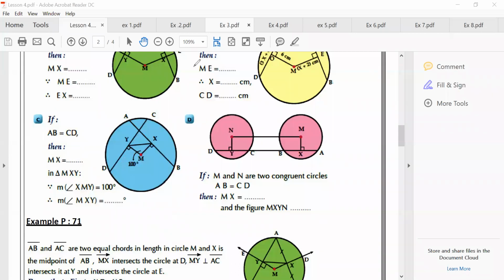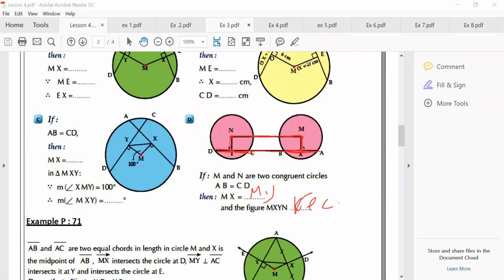Okay, the last one, this drill. M and N are two congruent circles. When they are congruent, he told me here that the two chords AB and CD are equal. Yes, Salma. Then MX equal to what? NY. And the figure MXNY, this figure will be what? Rectangle.